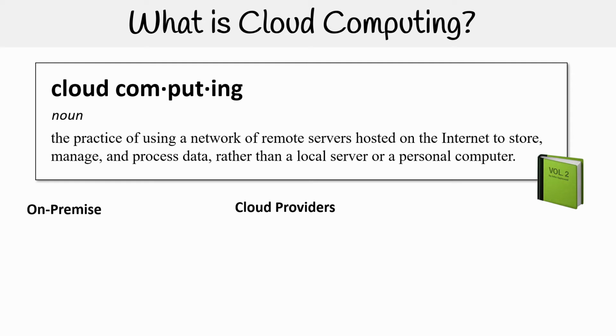Generally when we're talking about a local server or a personal computer, for larger companies, it's called on-premise. On-premise could mean you own your own data center. On-premise could mean that you have your own rack of servers in your office, or on-premise could just mean a closet in your house, okay?